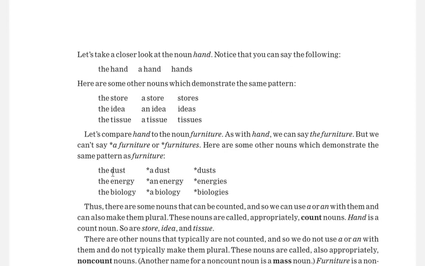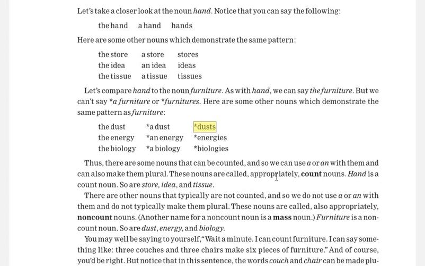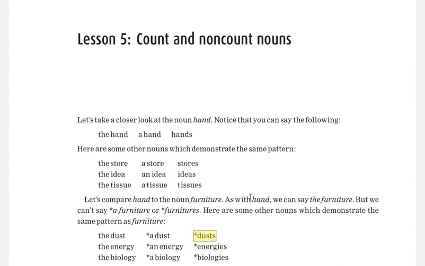But what about these words? Can we say the dust, a dust, dusts, or the energy, an energy, energies? At the very beginning of this course, I told you that when there is this asterisk sign, it means there is some mistake. Either it is a grammatical mistake, or a spelling mistake, or a mistake of subject-verb agreement. It means it's not correct. So all of the nouns that we can easily count are the countables, and all of the nouns that we cannot count are the non-count nouns.